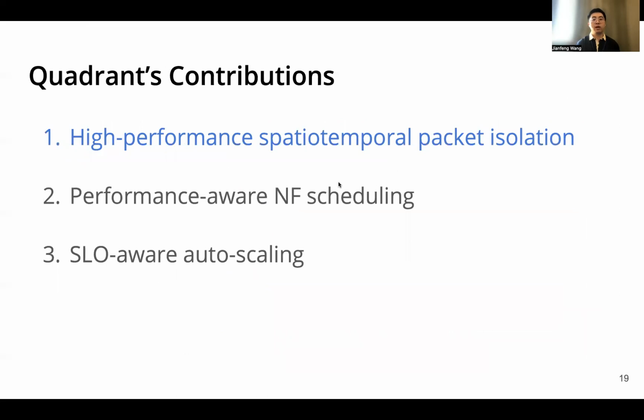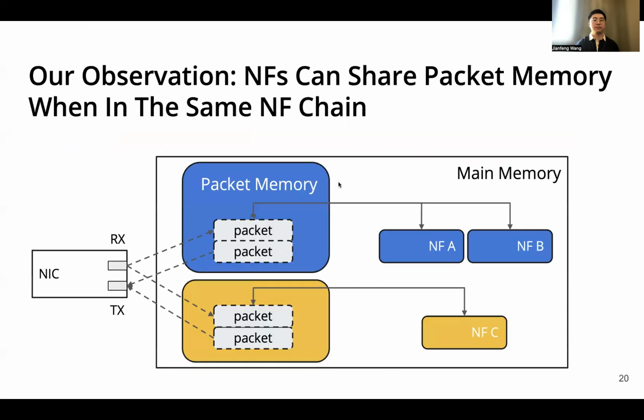Our high performance comes from the spatial isolation mechanism. We call it spatial temporal packet isolation. Now, I will describe our isolation mechanism in detail. We see network functions as standalone network applications, and for network functions' internal states, other network functions should not have access to it.